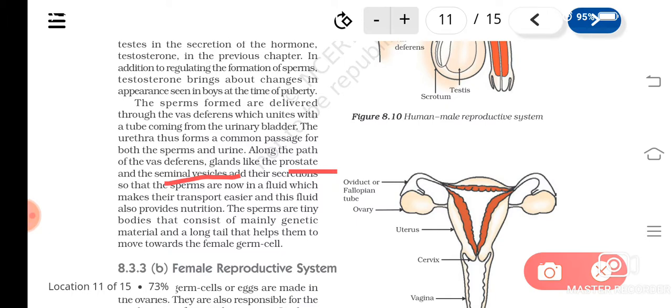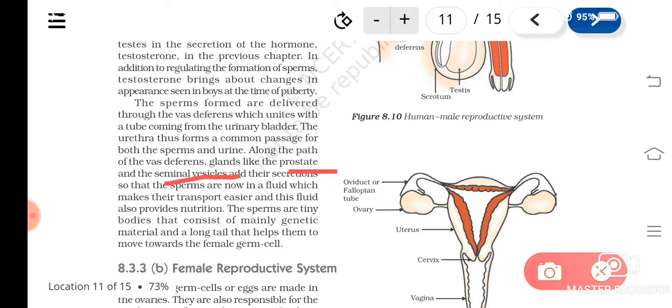Clear? Then what are the sperms? They are cells only, isn't it? Tiny cells containing the genetic material and a long tail. So this tail part of the sperm helps the sperm to move. Motility is provided by the long tail. Understood?